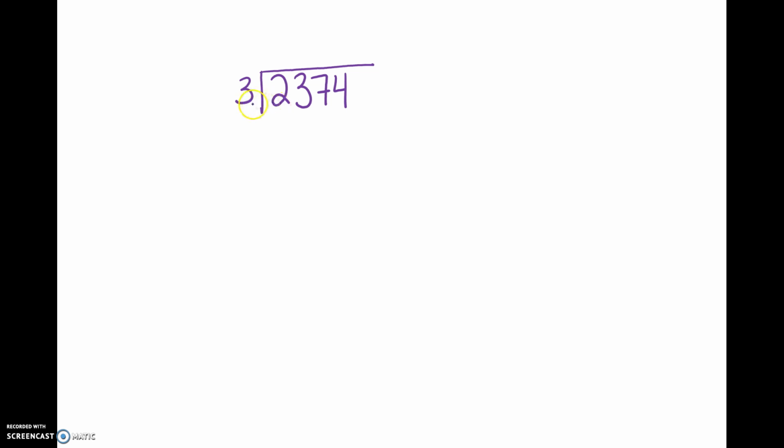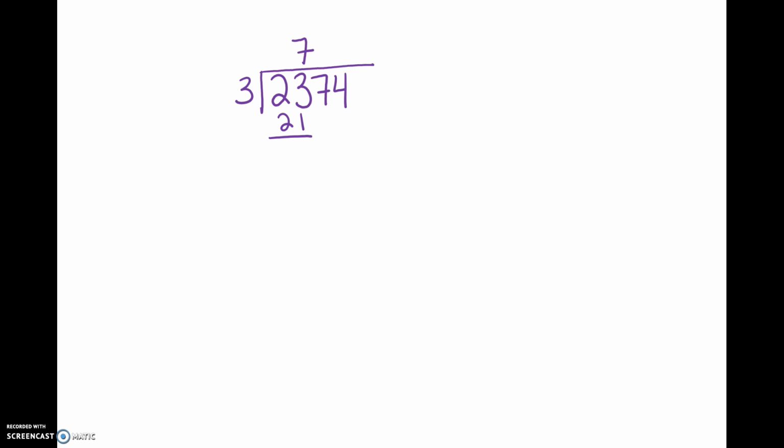symbol. So how many times does 3 go into 2? None, so you have to keep going. How many times does 3 go into 23? 3 times 3 is 9, 3 times 4 is 12, 7 times. And then you multiply 7 times 3 to get 21. And you write that 21 underneath.